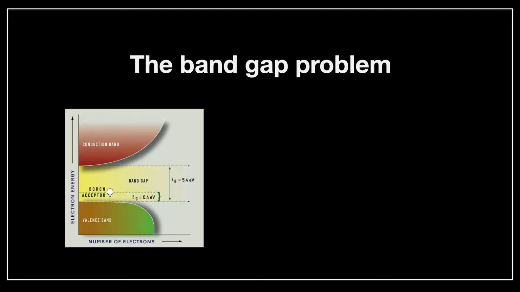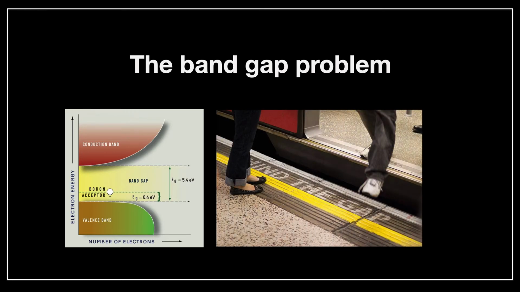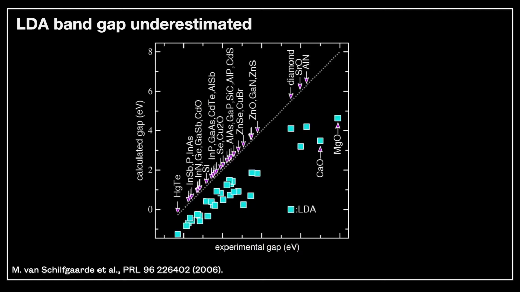So one particular problem with LDA is the bandgap problem. We know the bandgap is this energy that you need to excite an electron from a valence band to a conduction band. And the bandgap has been a particularly problematic issue because people wanted to use DFT to predict new materials for electronics, for logic gates, ever since the first transistor was developed experimentally in 1948. The issue is that LDA underestimates the bandgap.